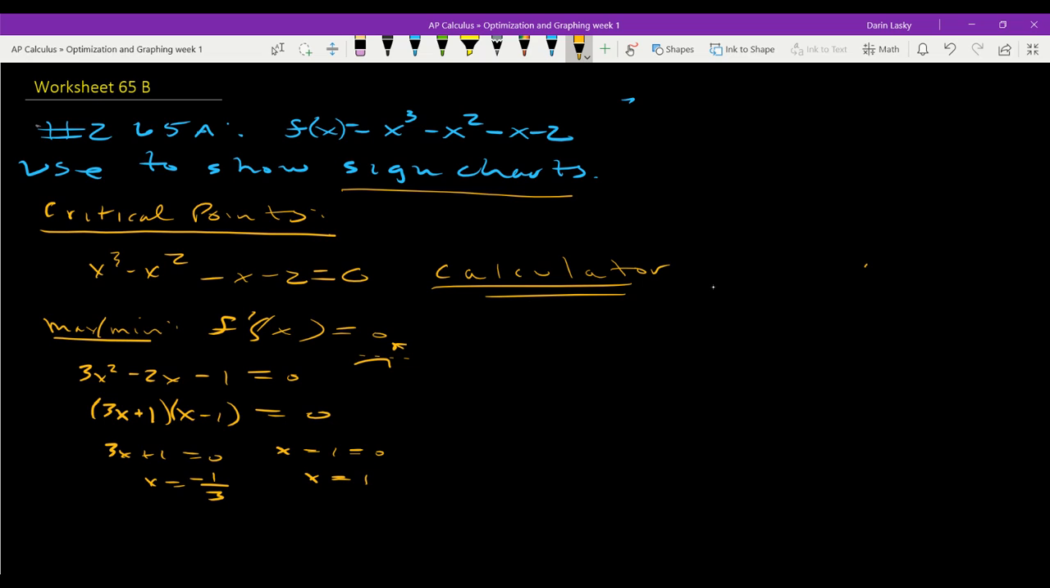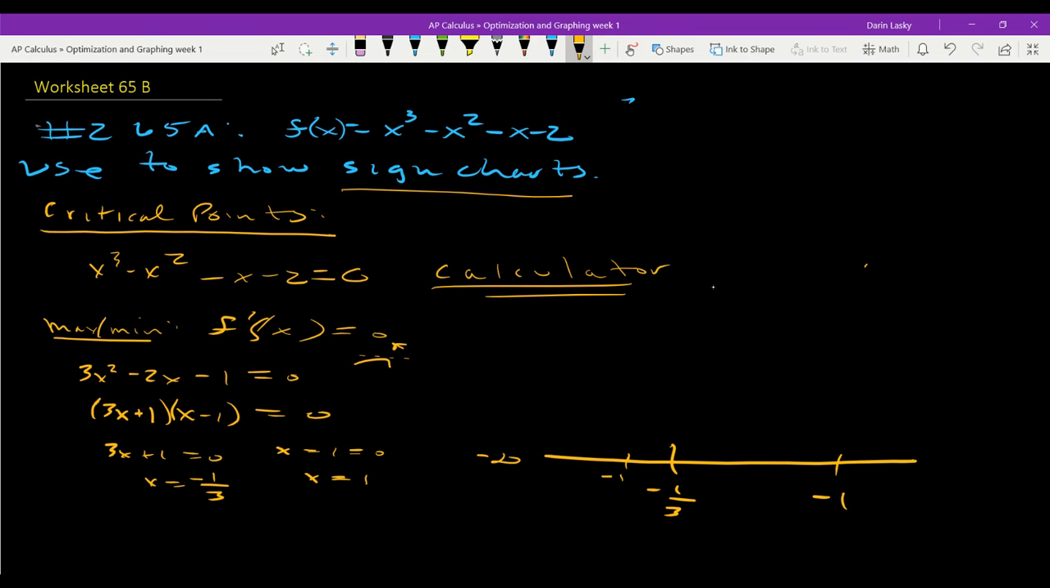So let's look at this here. If we look at this bad boy here, we're going to create a sign chart. I'm going to do that one down here. So all I'm doing is just putting these on a number line. So I'm going to put negative 1/3 right here, and I'm going to put 1 right here. So I'm going to take any number between negative infinity and negative 1/3, and I'm going to plug it into f prime of x. So I'm going to take an easy one, which is negative 1. That's one of the easiest ones.